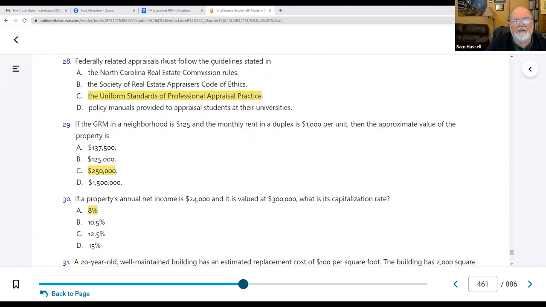Federally related appraisals must follow the guidelines. They use the Uniform Standards of Professional Appraisal Practice, or USPAP. That's what they use. That is the appraisal guidelines here.